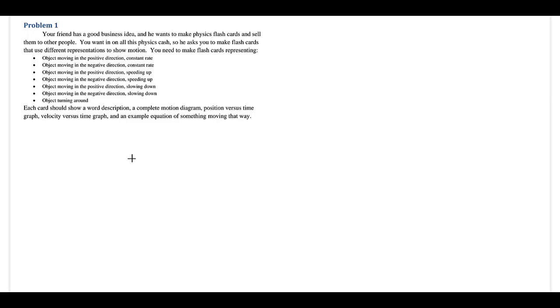So, your friend has a good business idea and he wants to make physics flashcards and sell them to other people. You want in on all the physics cash, so he asks you to make flashcards that use different representations to show motion. You need to make flashcards representing the following types of motion. Each card should show a word description, a complete motion diagram, position versus time graph, velocity versus time graph, and an example equation for something moving that way.